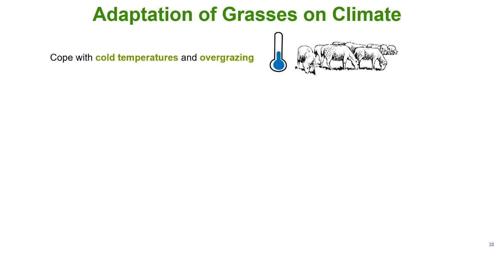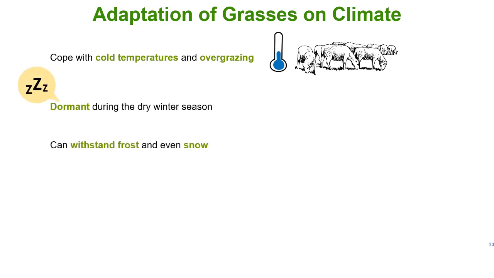Grasses are well adapted to cope with cold temperatures as well as overgrazing. Grasses are dormant during the dry winter season, which allows them to withstand frost and even snow. Grasslands are regarded as event-driven, resilient ecosystems.